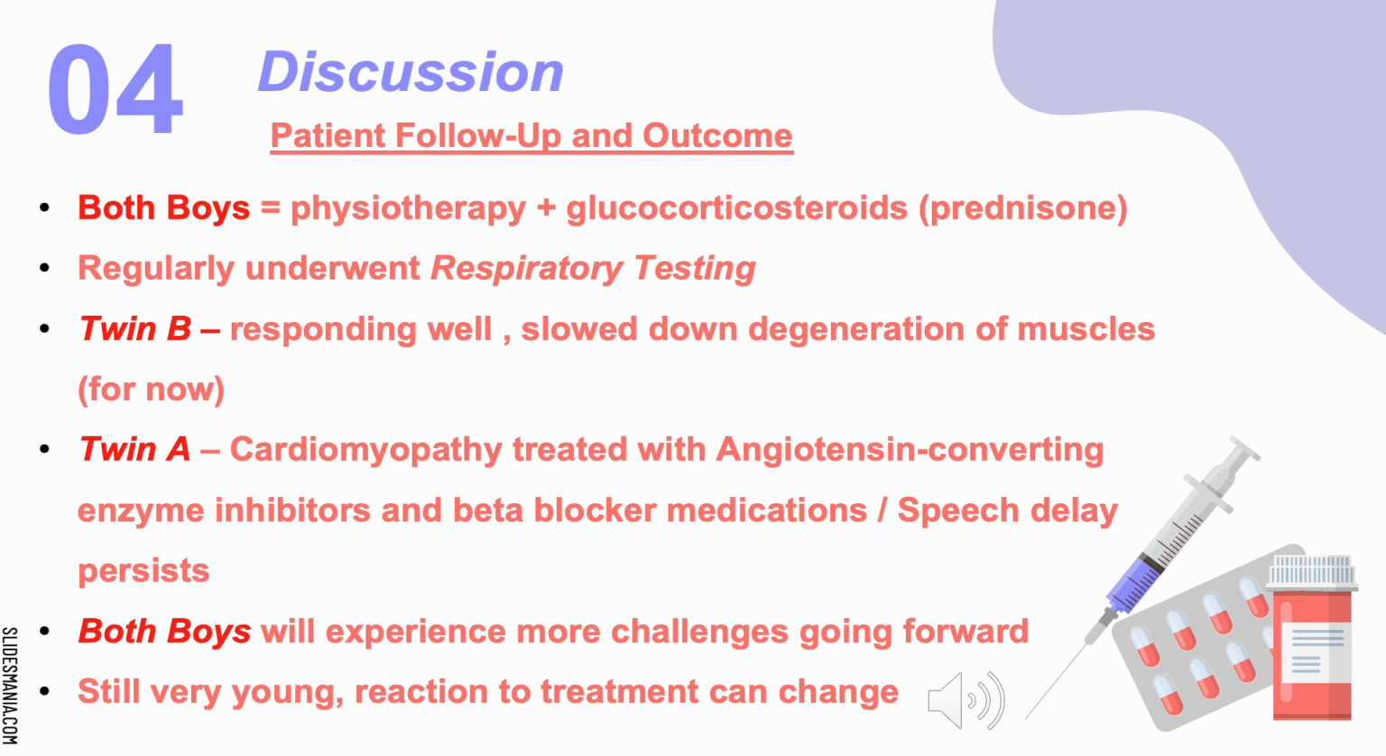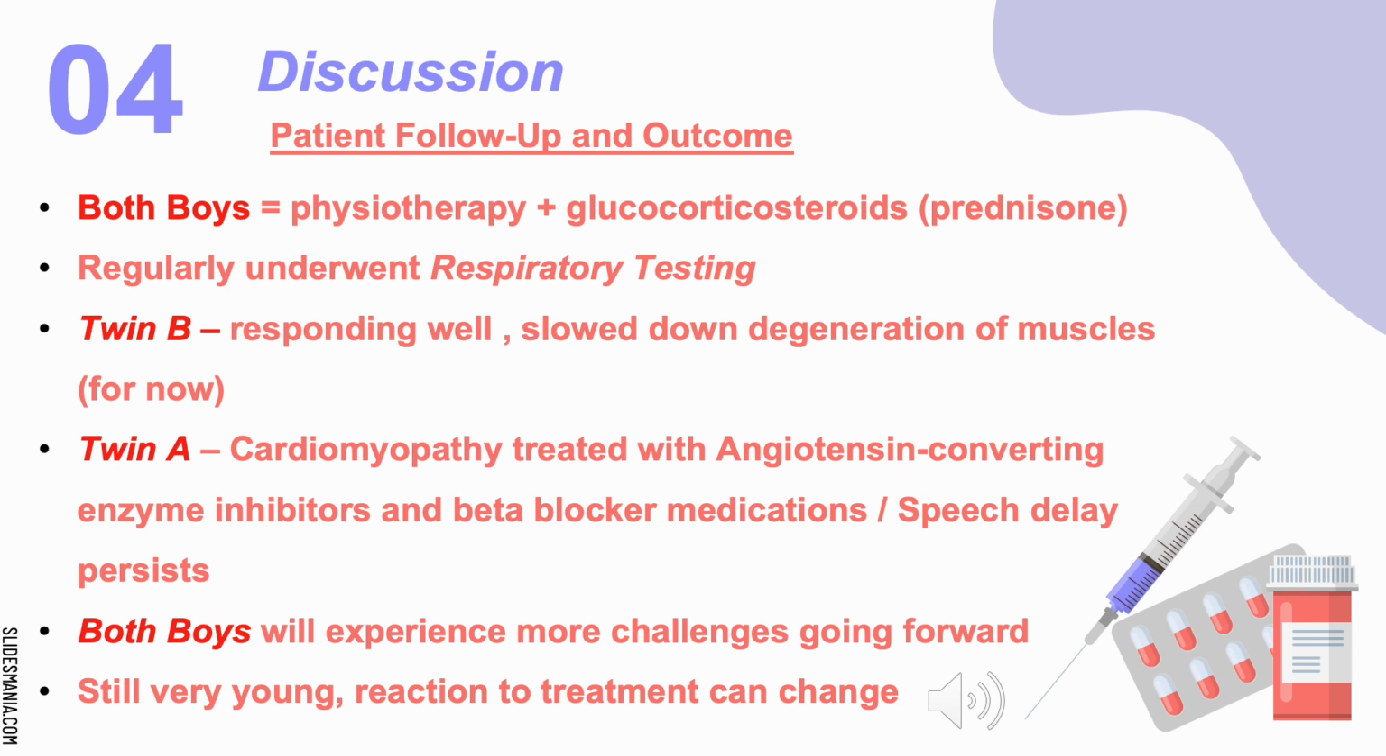Twin B was responding exceptionally well to the treatment, thus the degeneration of muscles due to DMD was being slowed successfully. Twin A, on the other hand, developed cardiac complications leading to cardiomyopathy and is being treated with angiotensin-converting enzyme inhibitors and beta-blocker medications. This is helping Twin A improve his respiratory issues as well. Cardiac issues are common among DMD patients.